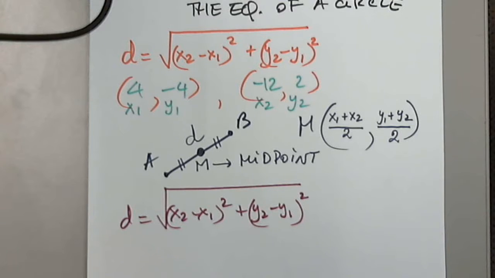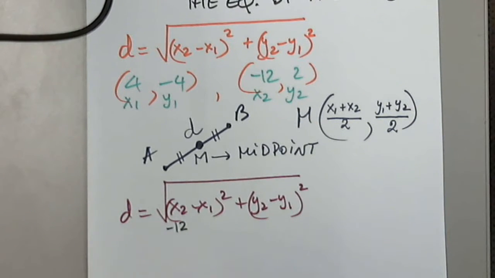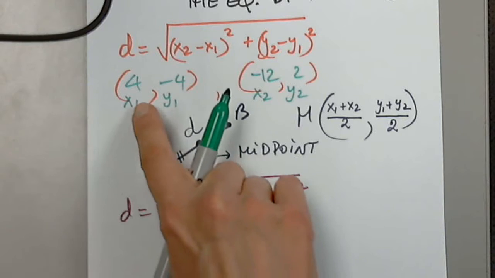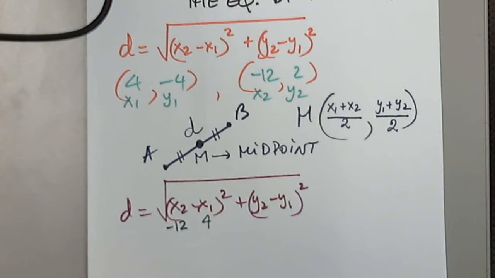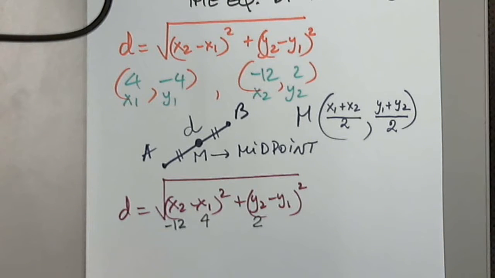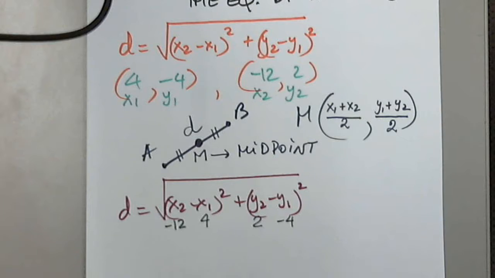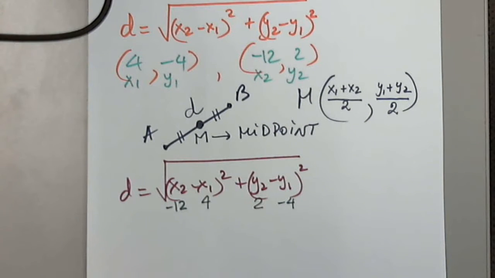Good. So my next step is I write underneath each and every one of them, meaning I copy my x2 here as negative 12. I copy my x1 here as positive 4. I copy my y2 here as 2. And I copy my y1 here as negative 4. I didn't replace them. I just copied them underneath.